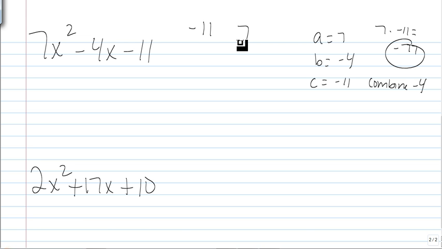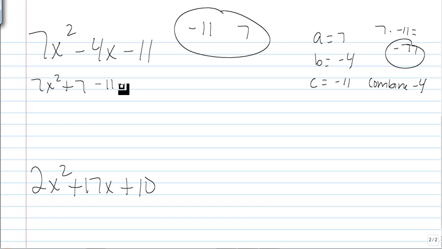Okay, so now let's write this out. I'm going to expand this out and replace the -4x with those. So I have 7x squared plus 7x, because my 7 is positive, minus 11x, minus 11. So now we have our 4 terms here, and we can factor out of our groups. I'm going to take a 7x out of the first group, and when I take a 7x out, what do I have left over? I have x plus 1.